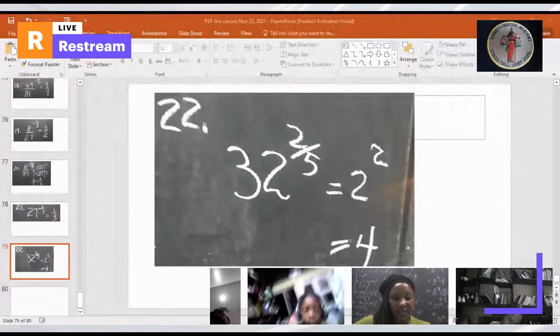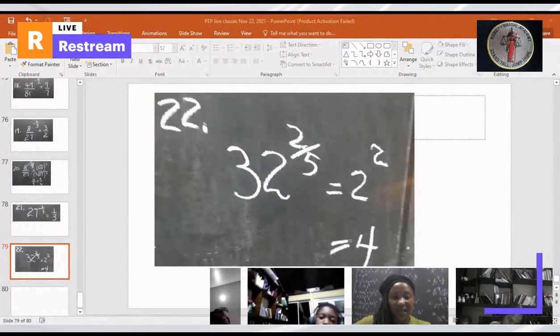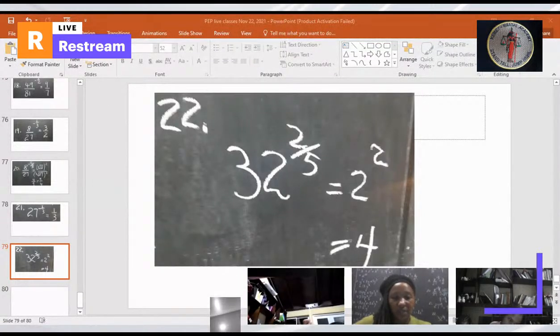So remember, when you raise a number to a fractional power, the number at the bottom, the denominator, tells you the root. So you have to find that root of the number. In this case, the 5th root of 32, which is 2. The number at the top, the numerator, tells you the power that you have to raise the number 2 to. So it's 2 squared, which is 4.